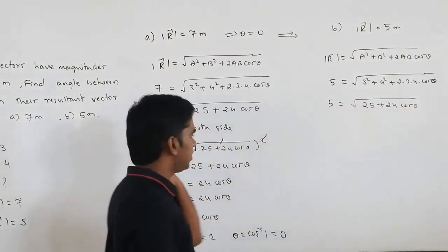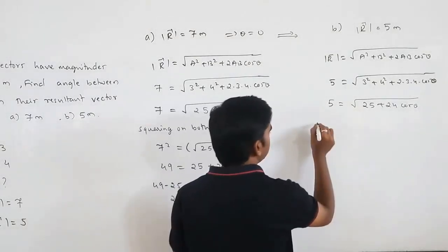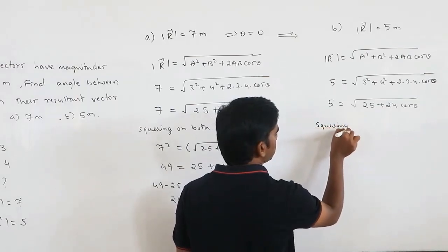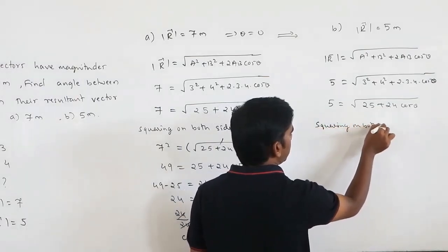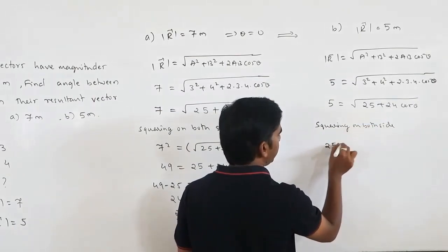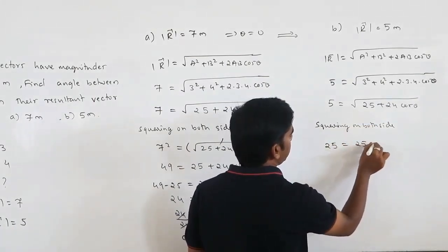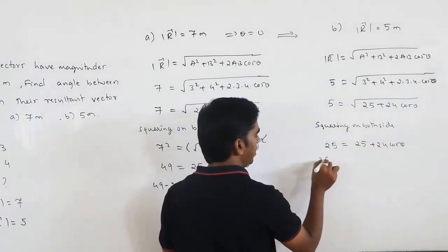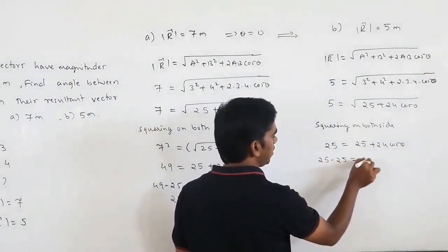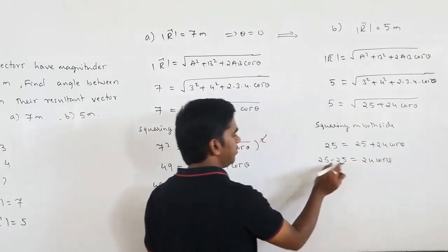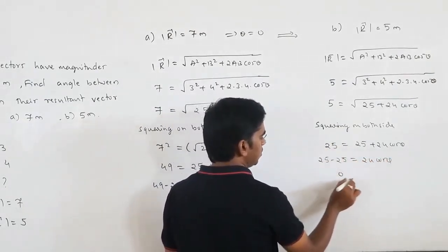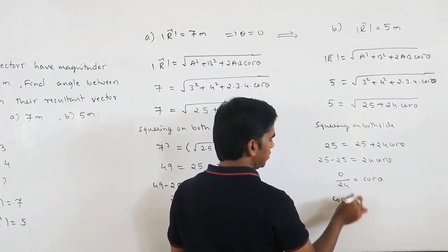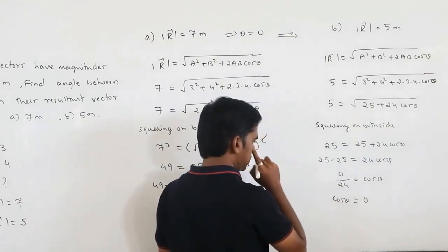Squaring on both sides, I won't write this step again. So what will happen? 25 is equal to 25 plus 24 cos theta. Take 25 on this side. So 25 minus 25 is equal to 24 cos theta. 25 minus 25 will be 0. So 0 divided by 24 is cos theta. 0 divided by anything is again 0.